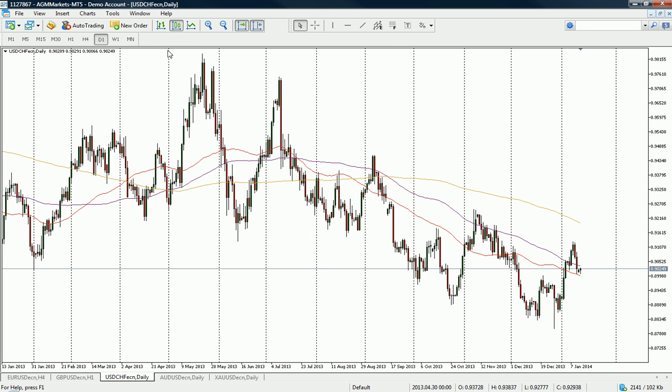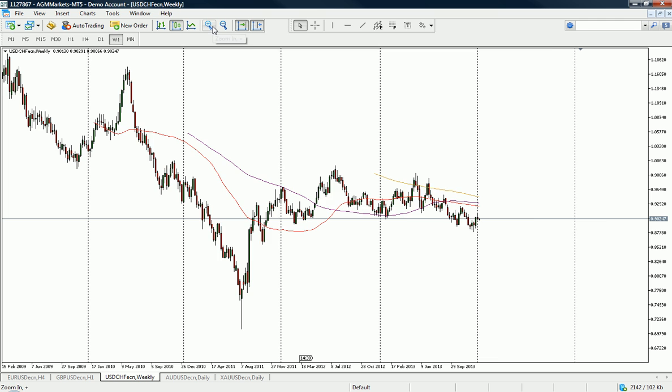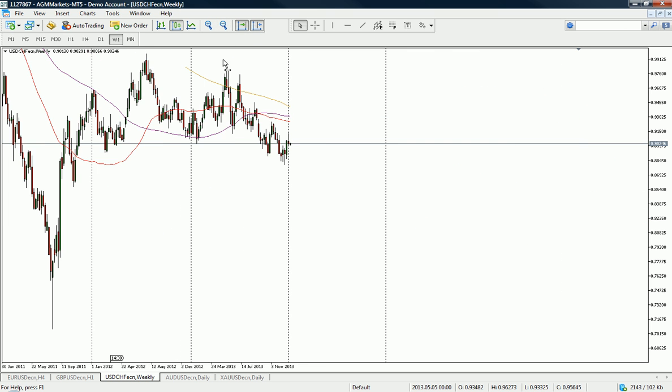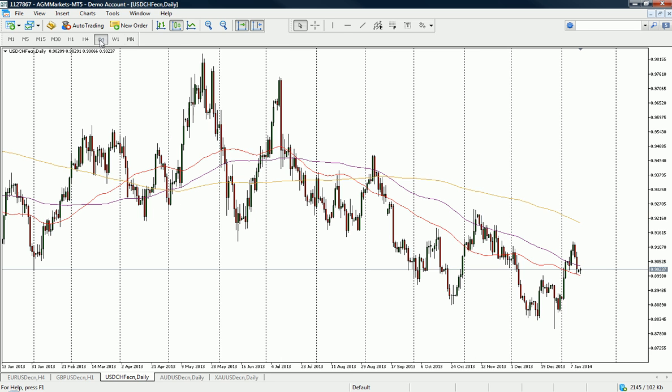Let's have a look at the dollar Swiss. So a brief look at this weekly. The weekly's been quite a messy one. Nothing major of interest. I'm not going to analyse it actually. Let's look at the daily. Daily's a much better chart.